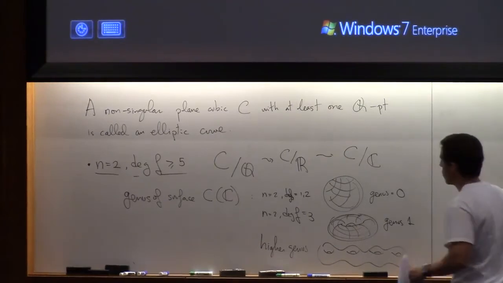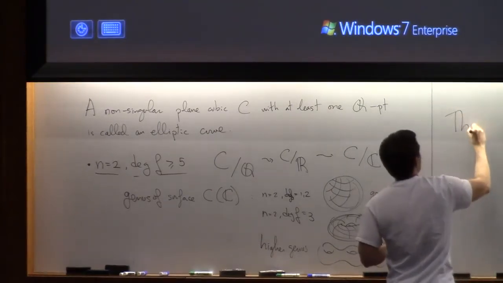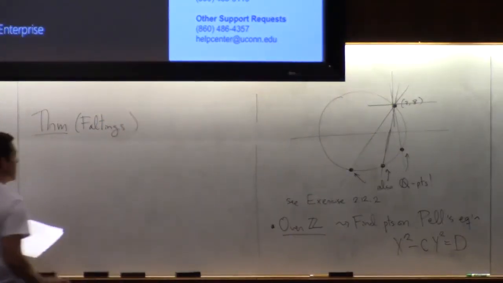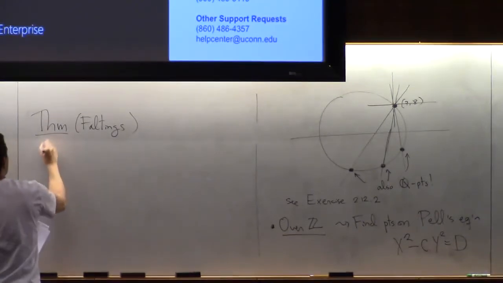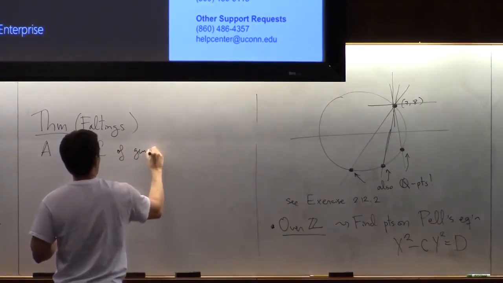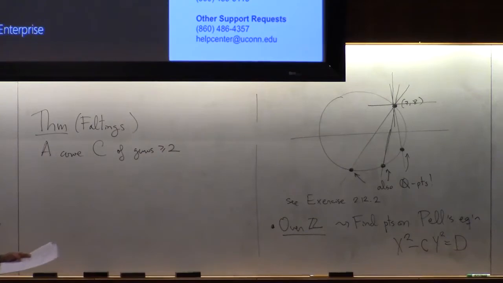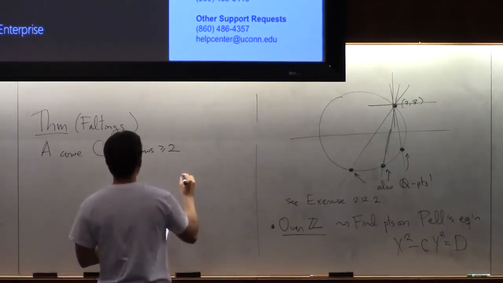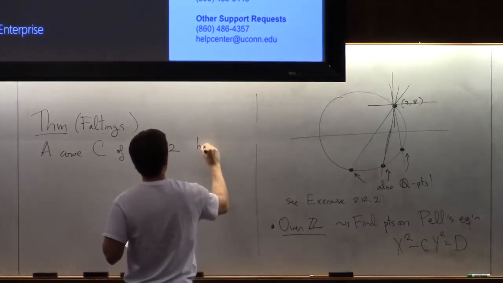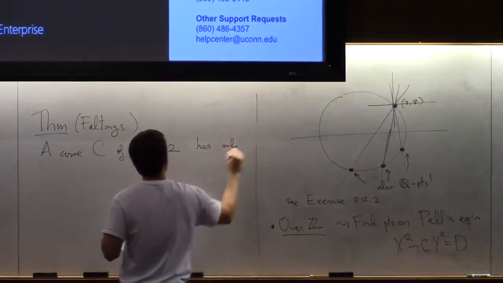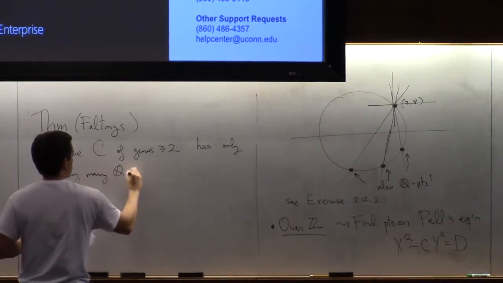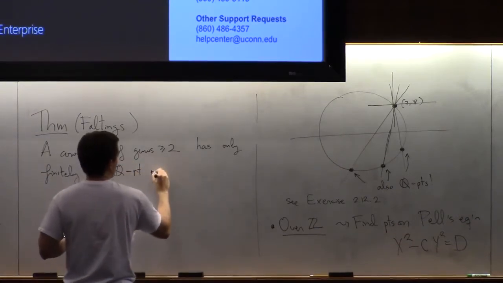So what happens when you have more than 1 hole? So there's a theorem of Faltings that says that if your curve has at least 2 holes, then you must have only finitely many rational points.